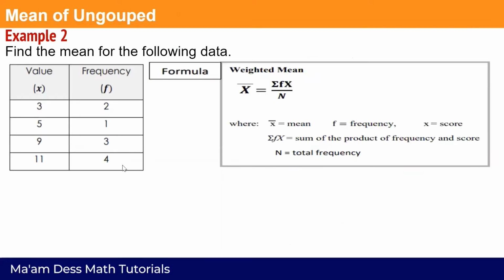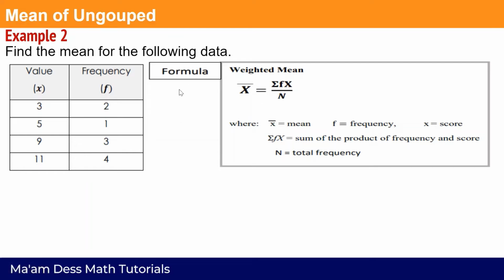Let us have example number 2. Find the mean of the following data. We have the given values 3, 5, 9, and 11. For the frequency, we have 2, 1, 3, 4. It means that there are 2 threes, 1 five, 3 nines, and 4 elevens.